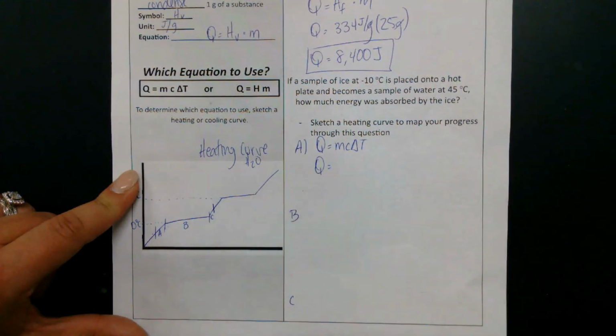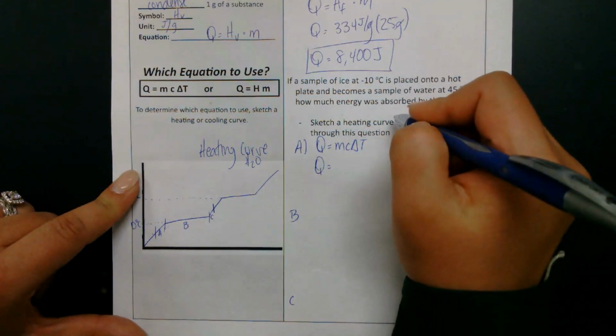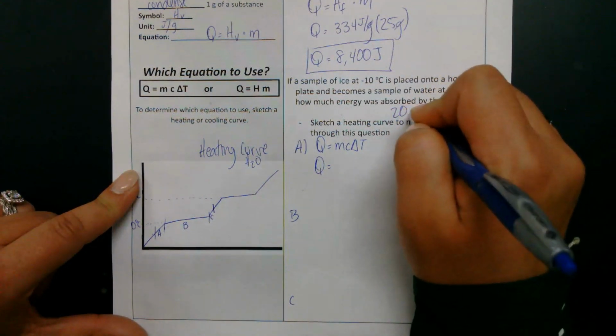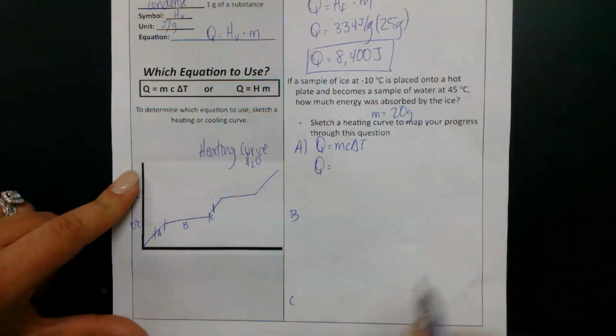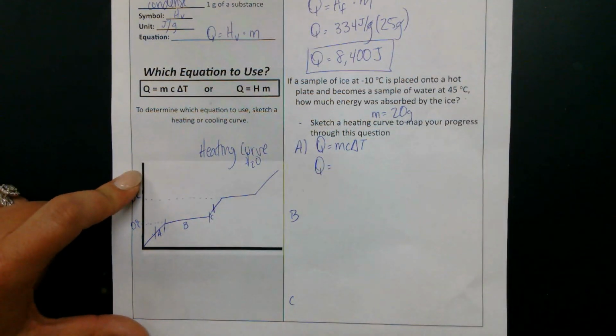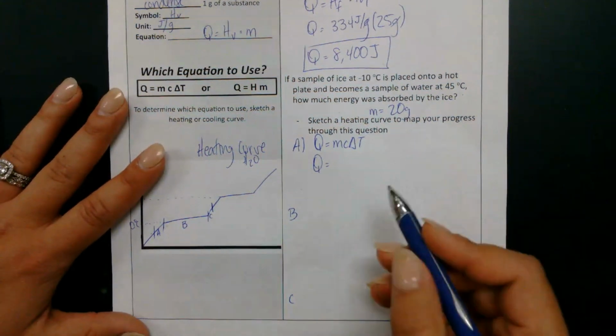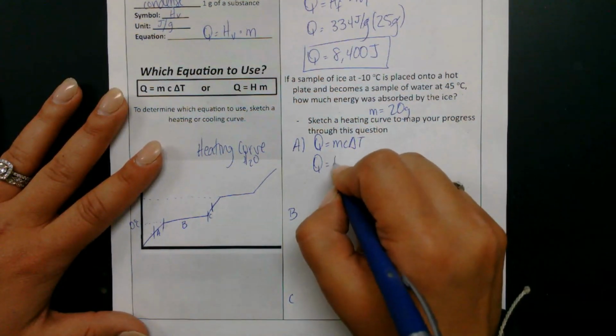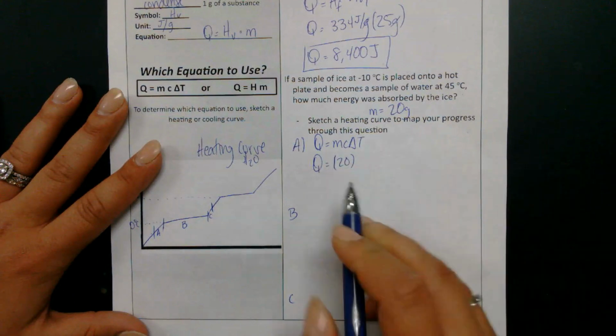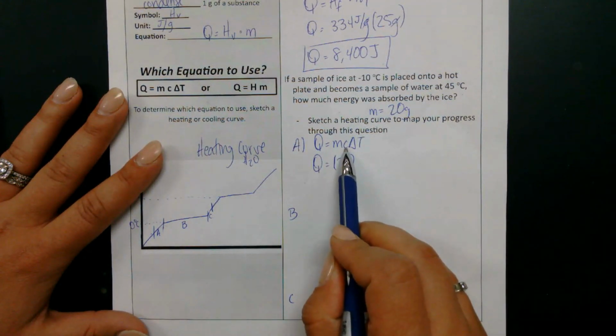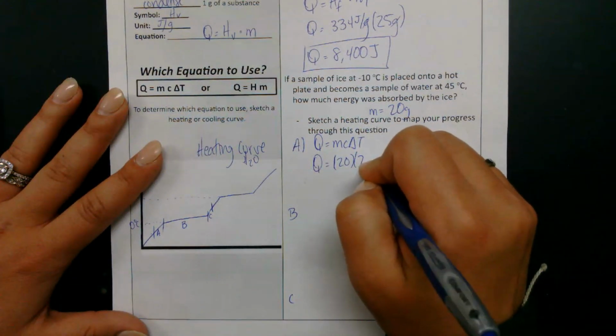So if we have Q equals the mass, and the mass here, oh, I forgot to give mass in the example problem, sorry. So the mass of the sample is going to be 20 grams. Normally you'll be given the mass, sorry for this example, I don't know why I left that out. So let's say the mass for this example is 20. And since we're dealing with ice, what is the specific heat for ice? The specific heat for ice is 2.11.